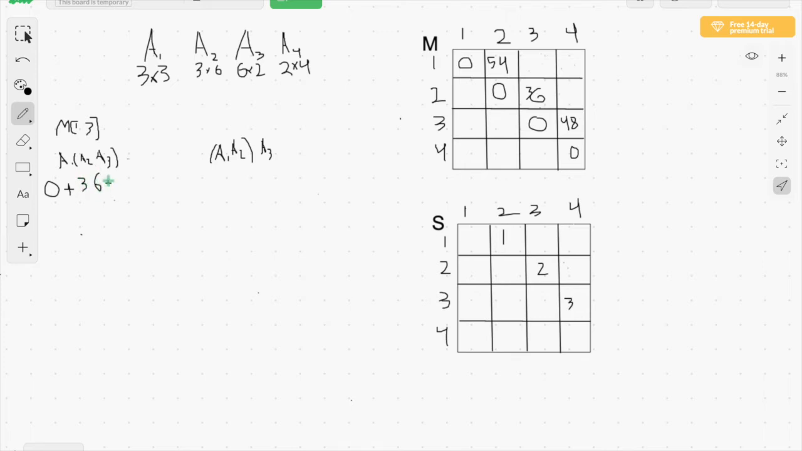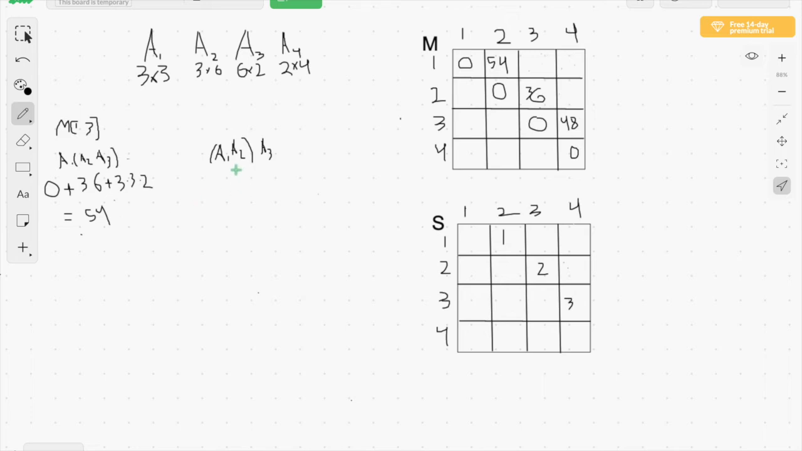Now we need to add the cost of multiplying together A2, A3, and A1. A1 is a 3 by 3. A2, A3 is a 3 by 6 by 6 by 2, so A2, A3 will end up being a 3 by 2 matrix. So it'll be a 3 by 3 times a 3 by 2 matrix. The cost of that will be 3 times 3 times 2, and that is equal to 54. Cool.